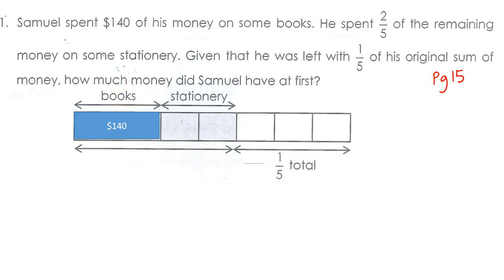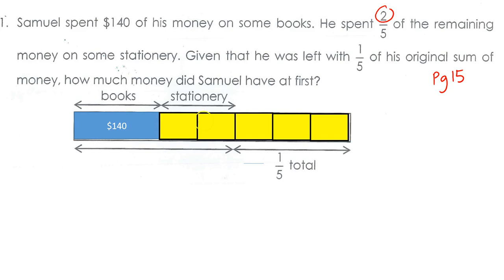Okay, now you have spent some money on books, which also means that you have some remaining money, right? So let's read on the story. He spent 2/5 of the remaining money. Now this gives us a lot of clue. It means that after spending on books, he would have 5 units of remaining money. And out of this 5 units of remaining money, he spent 2 units of it on stationery.